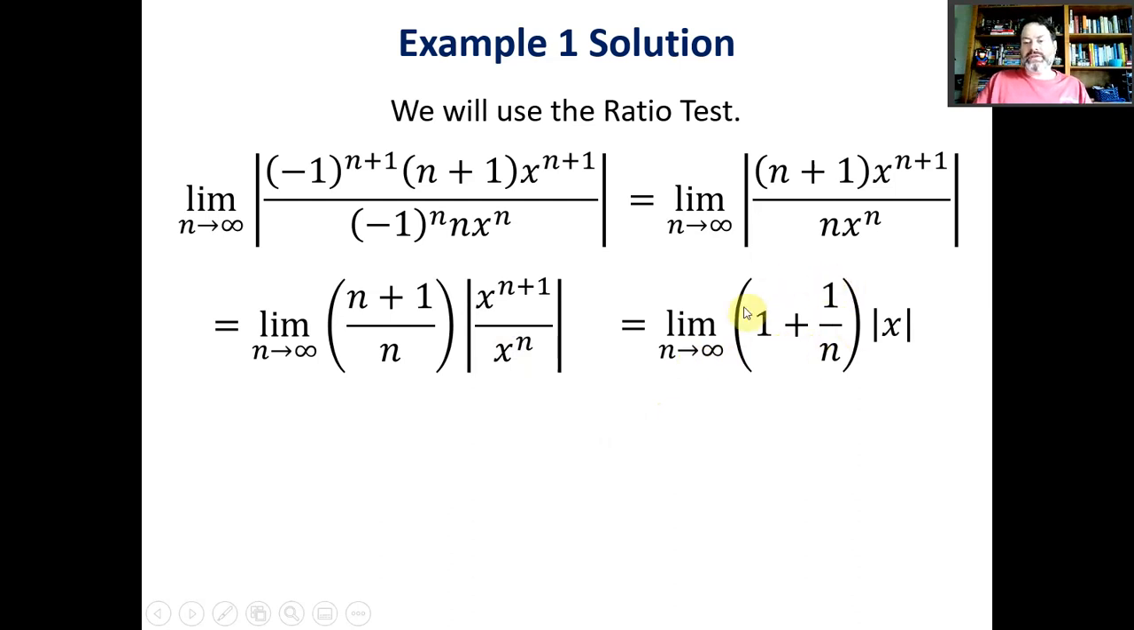Now we can evaluate this limit. We just get 1 plus 0, which is 1, so which is just |x|. Now the ratio test, we're looking for convergence. The ratio test tells us that this will converge if whatever this thing reduces down to, in this case it just happens to be |x|, but it could be anything, whatever this thing simplifies to has to be less than 1.